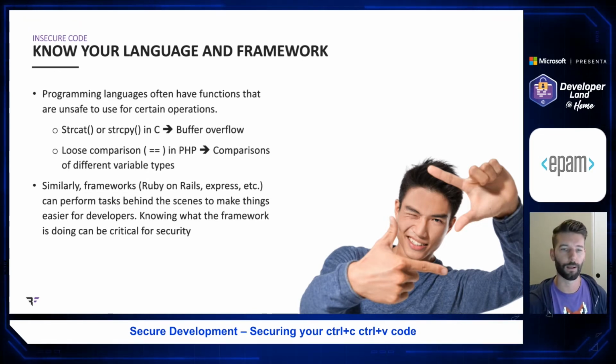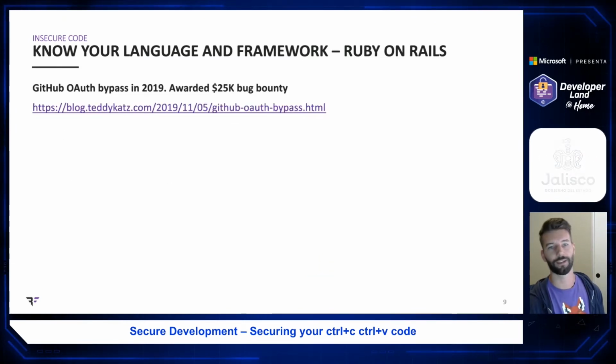Let's say I have an example here. Ruby on Rails is a framework that does certain things for you behind the scenes, so that when you're writing your application in Ruby on Rails, there are certain things that you don't have to think about because Rails is doing that for you. But if you don't understand exactly what things Rails is doing, you could unintentionally introduce a security flaw into your application. And we're going to take a look at a specific example of that.